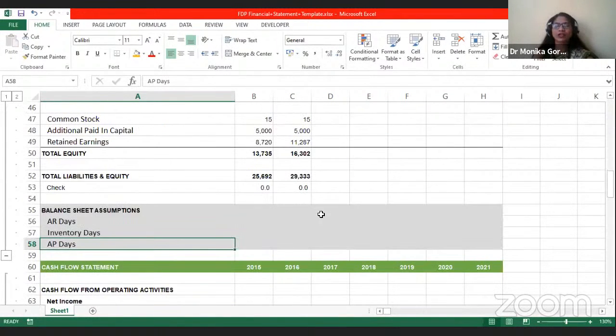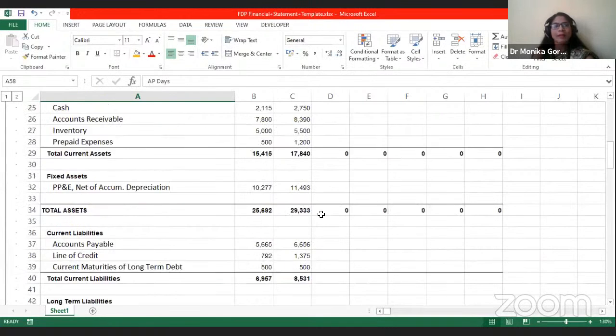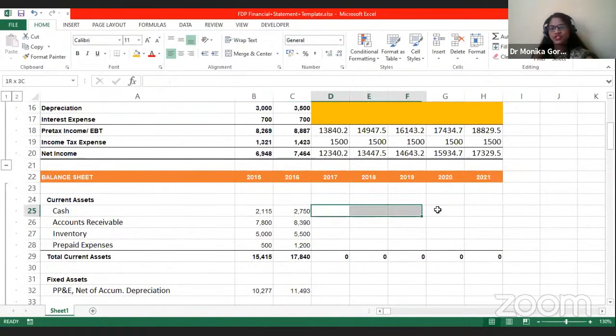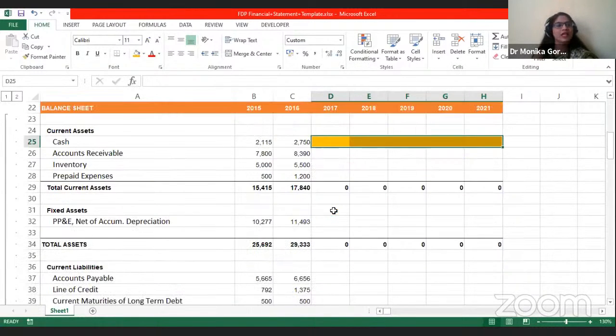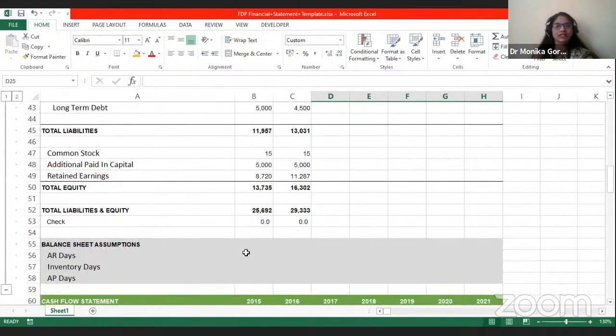So what we are going to do is, my balance sheet starts with my cash. As of now, I am not going to do cash. The reason behind that is it is linked with the cash flow statement. Once I'm done with my cash flow statement, I will be able to enter this particular amount. So first, let's start with account receivable days.